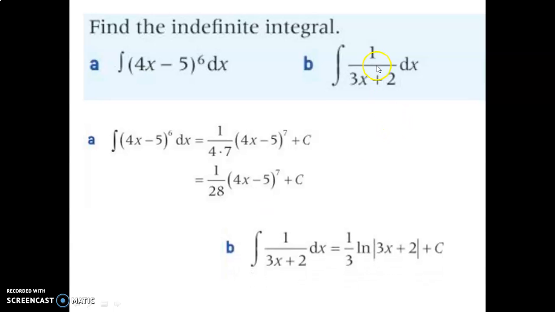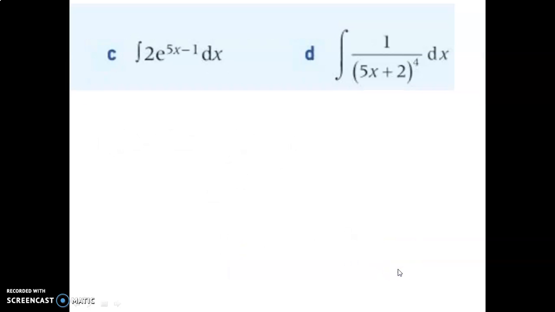Okay, B looks like a natural log. We see 1 over x format, but this is a linear thing. So again, ln of that, and multiply by 1/3 because of the linear thing. Two more here. Try C.